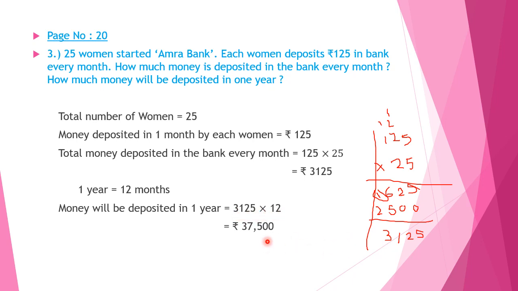Again multiplication you can do yourself. 3125 multiply by 12. This multiplication part, do it yourself in rough work and check the answer is correct or not. So we got rupees 37,500.